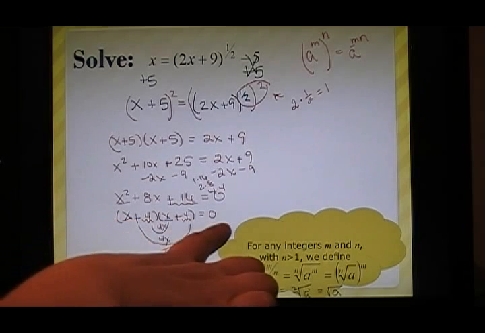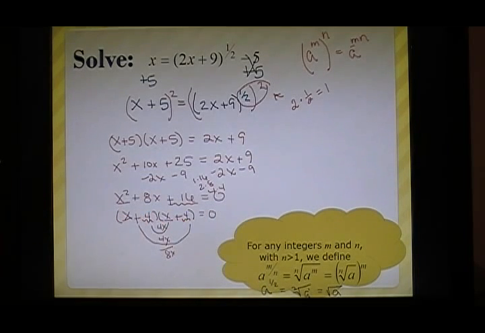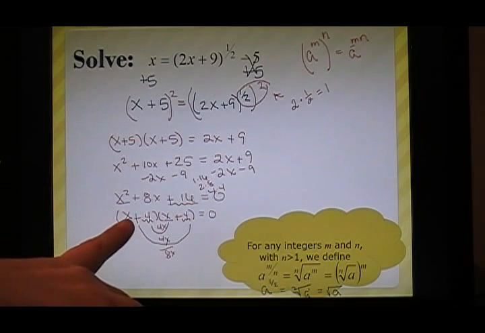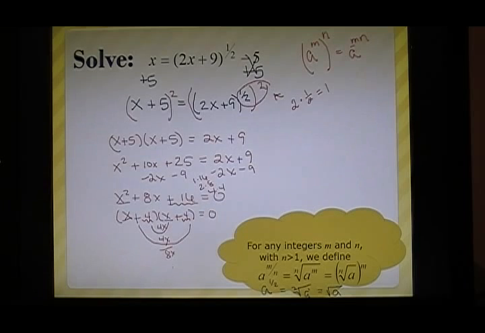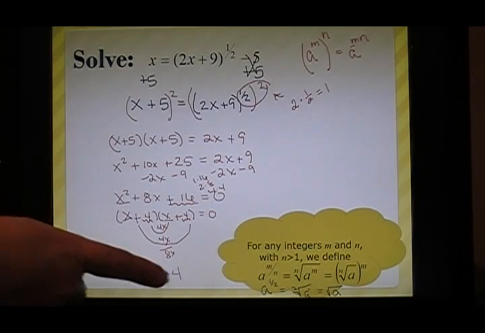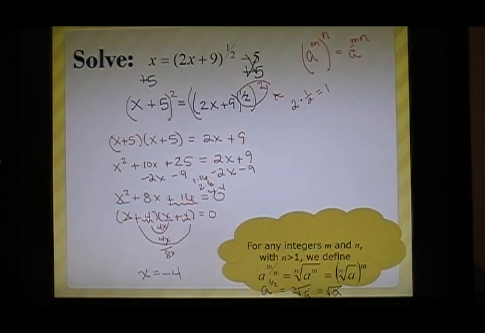And for this to be true, at least one of these factors has to be 0. So if I let x be negative 4, then negative 4 plus 4 is 0. And actually that's 0 too. And the product is 0. So in this case, the only solution to our root-free equation is going to be negative 4. If you factor and the two factors are the same, then you're only going to have one solution.